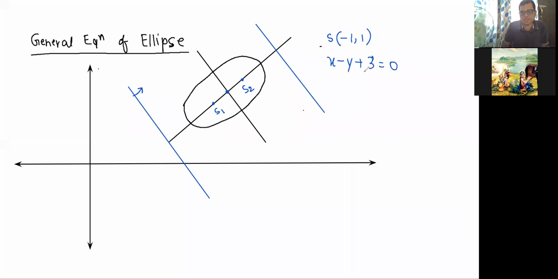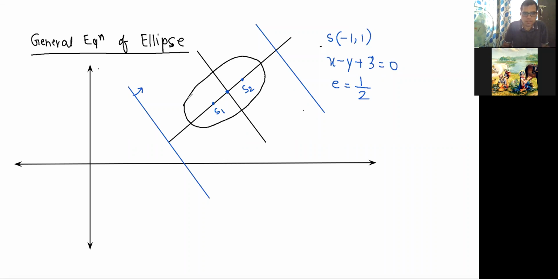Okay, x minus y plus 3 equal to 0, and eccentricity e is given. e is equal to 1 by 2. So I have already told you what is eccentricity.